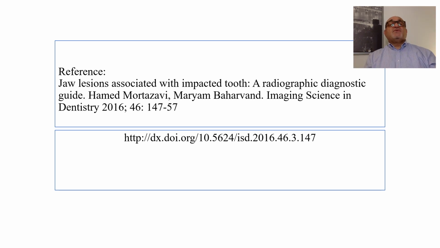lesions, whether they were radiolucent or radio-opaque, that may be seen, and how to differentiate them and put them all together in a differential diagnosis if they were present or associated with an impacted tooth. Not necessarily always an impacted tooth, but the majority of the lesions that will be discussed in this presentation will be those associated with either an impacted tooth or teeth in different places of the arches, the maxilla and the mandible.